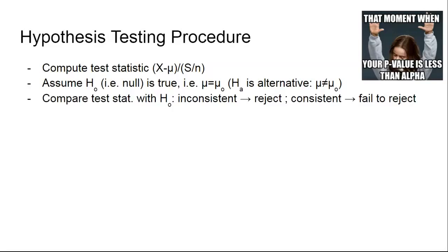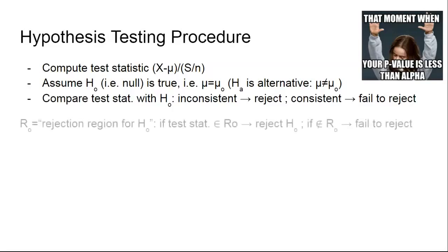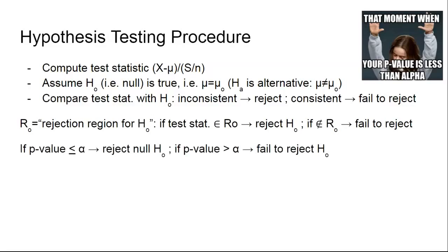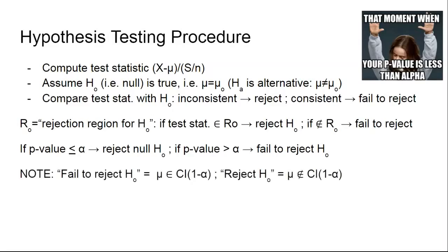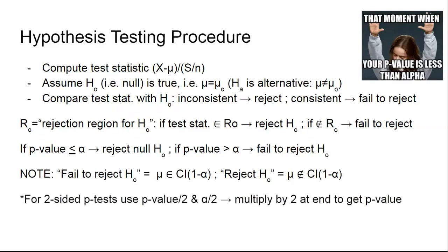There are many ways to test for consistency. First, you could use R0, or the rejection region, for H0. If the test statistic belongs to the rejection region, you reject the null. If it does not belong, you fail to reject. Second, you could use the p-value. If the p-value is less than or equal to alpha, you reject the null, and if it's greater than alpha, you fail to reject the null. Note that failing to reject the null means that the mean belongs to the confidence interval, whereas rejecting the null means it doesn't belong. Also, for two-sided tests, use p-value over 2 and alpha over 2, and multiply by 2 at the end to get the p-value.